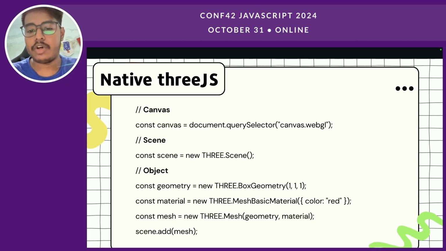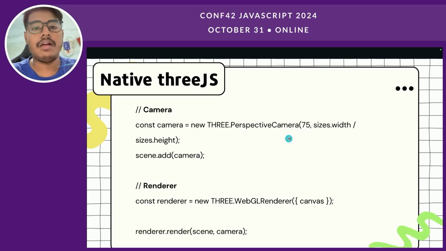So we have one box geometry, and then the material is a basic material. We'll talk about this in detail in the next few slides. And then combining that geometry and material, we are creating our mesh, and then we are adding our mesh to the scene. So next we need a camera. There are different kinds of cameras. The perspective camera is similar to our eye, which says the objects which are far will look smaller and the objects which are nearer to us will look bigger. Then we are adding that camera to our scene.